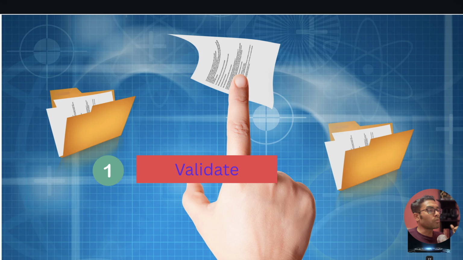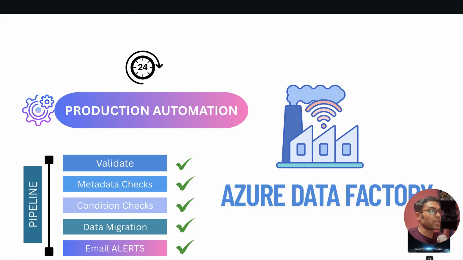Now, what are the things that we're going to learn here? The first thing we're going to look at is the moment the file comes to the system, as you can see, we will first validate the data. Then we do some metadata checks in conjunction with the conditioning checks. And after it has passed all of this, we'll send the data for data migration into the production location. And then if the pipeline has succeeded from end to end, we'll send an email alert.